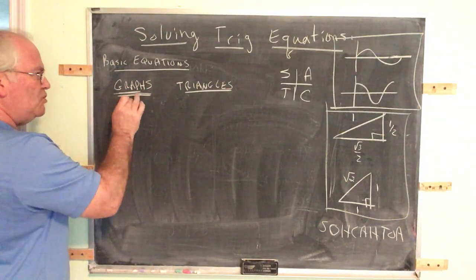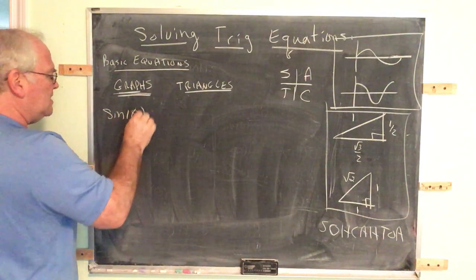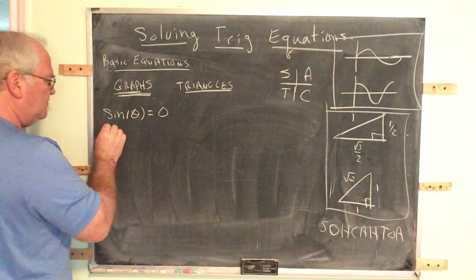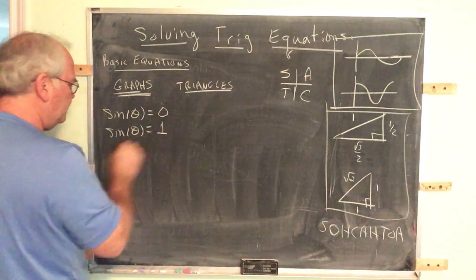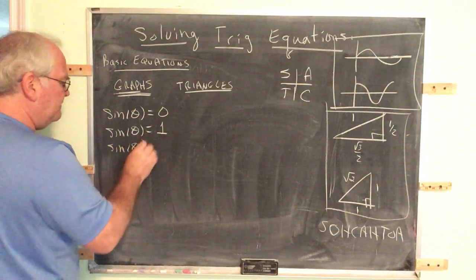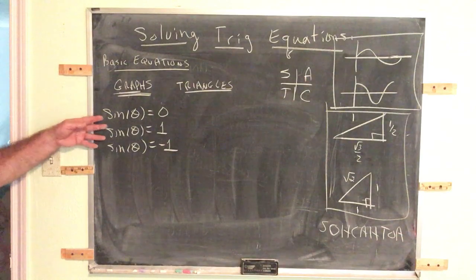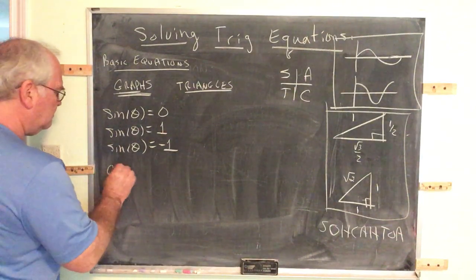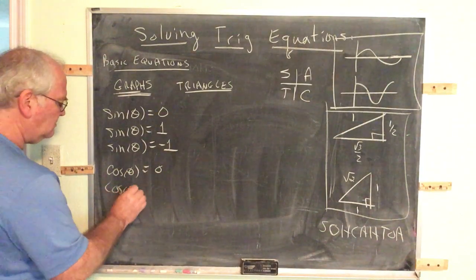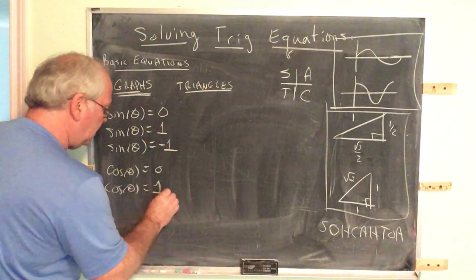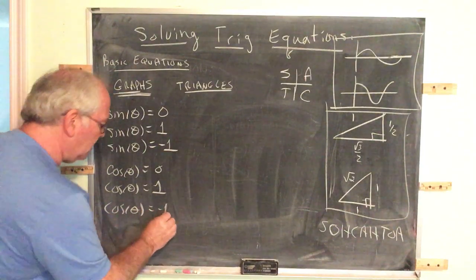The equations that you may solve using the graphs are these. Sine of theta equals 0. Sine of theta is equal to 1. Sine of theta is equal to negative 1. The same three with cosine. Cosine theta is equal to 0. Cosine theta is equal to 1. Cosine theta is equal to negative 1.